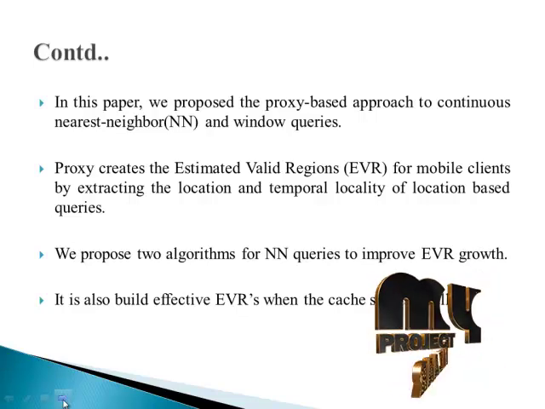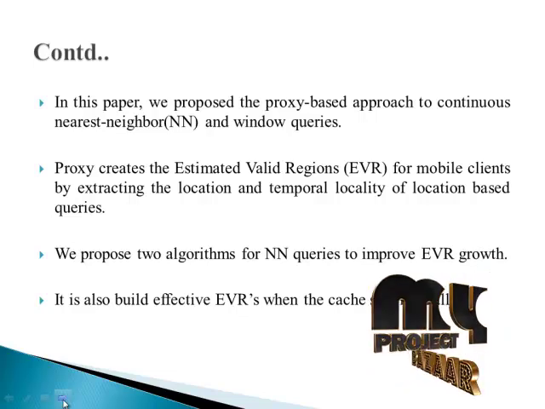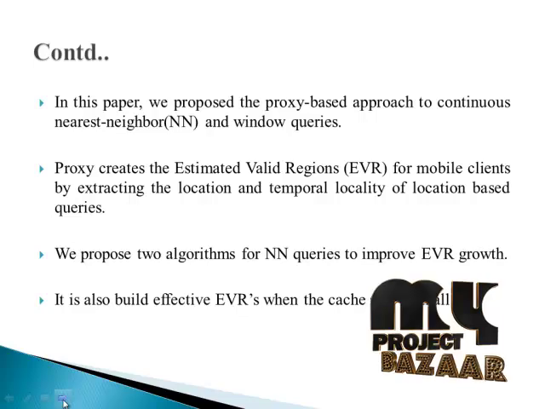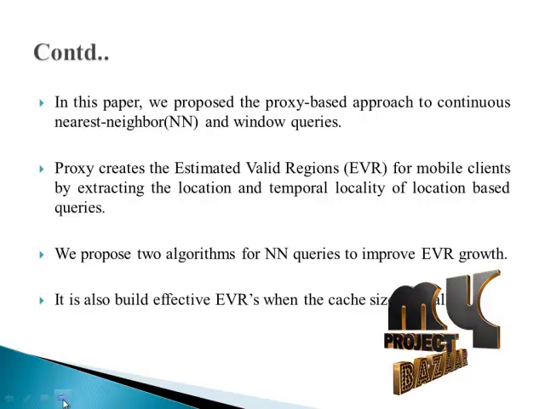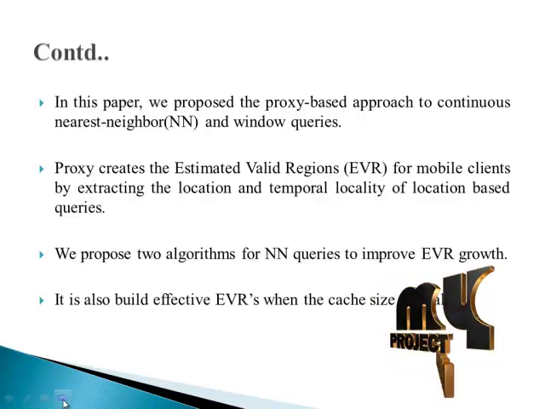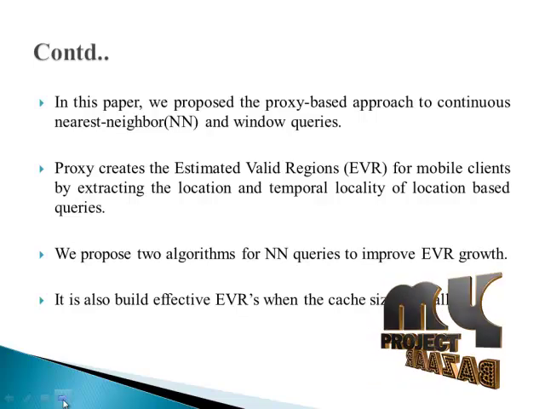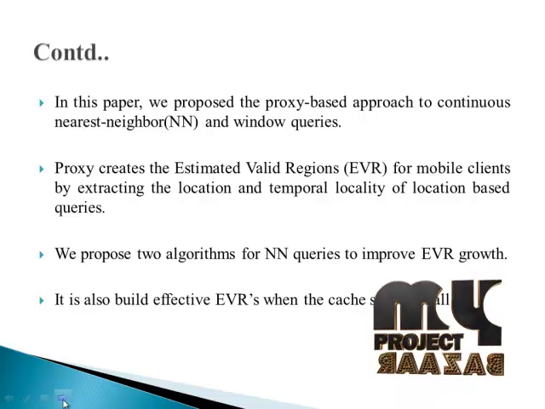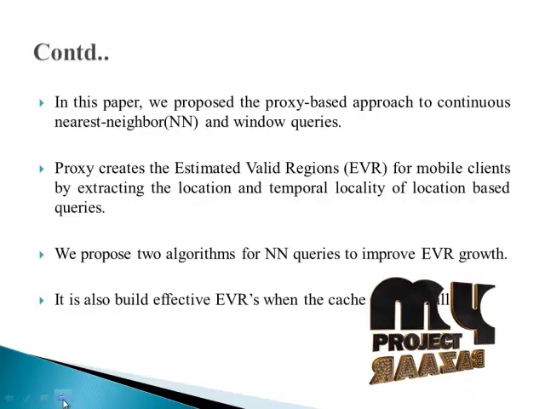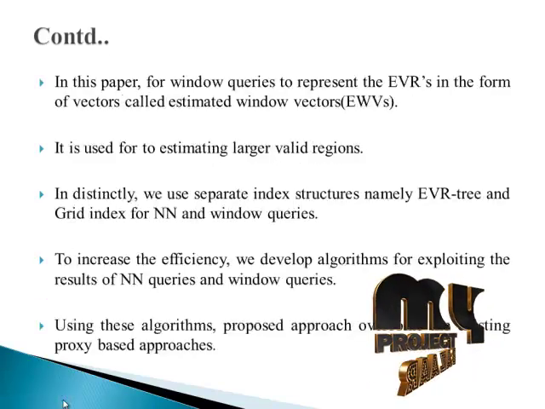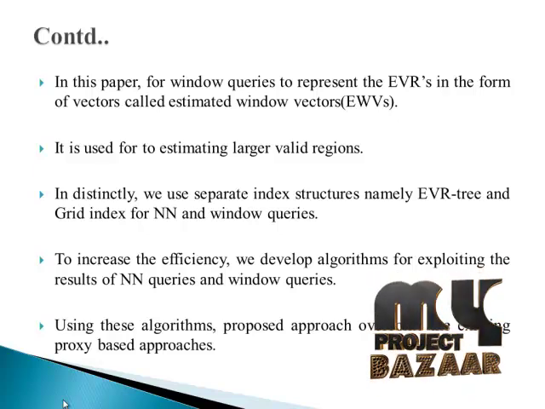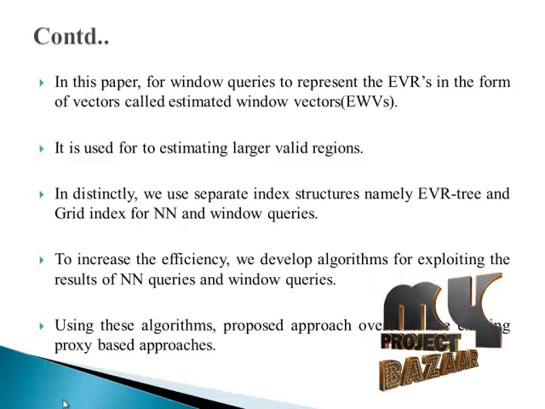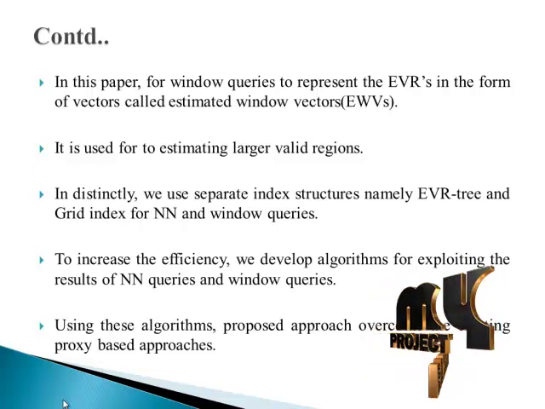The proxy creates estimated valid regions for mobile clients by exploiting the spatial and temporal locality of location-based queries. We propose two algorithms for NN queries to improve the estimated valid region growth. In this, we are optimizing the query retrieval time by using an indexing technique like grid indexing. It also builds effective EVOs when the cache size is small. And also, in this paper, for window queries, the EVOs are represented in the form of vectors called estimated window vectors. It is used for estimating the larger valid regions.